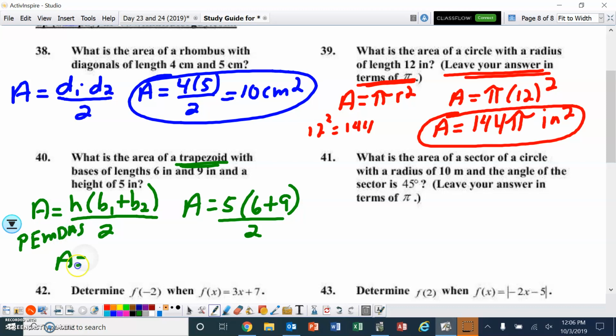So following the order of operations, we would then have 5 times 15 divided by 2, which is 75 divided by 2, which is 37.5, and the units are inches squared.